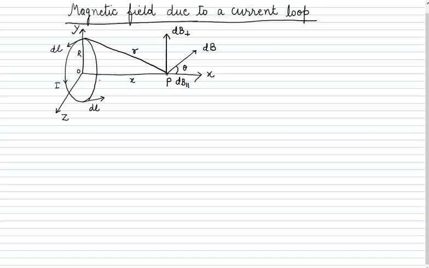And if you want to calculate the magnitude of the magnetic field at any point P, which is at a distance x from the center of the circular loop, we can directly use the Biot-Savart's law. So just write down the formula for the Biot-Savart's law. dB is equal to mu naught upon 4 pi, I dl cross r upon r cube. This is the formula for Biot-Savart's law. Whenever you are calculating the magnetic field due to any small current carrying element, you can directly write down this Biot-Savart's law.